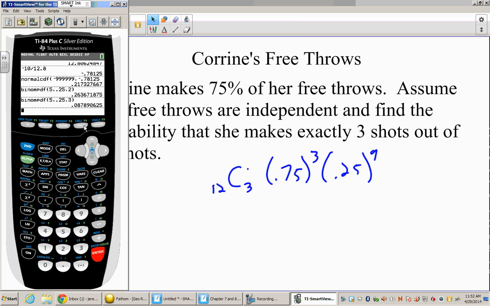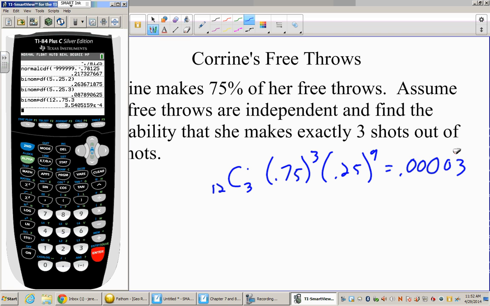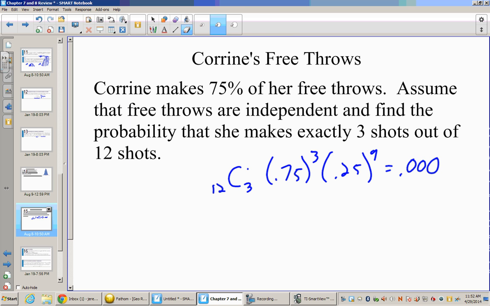What I would do on a test is I would do a binomial PDF, 12, comma, 0.75, comma, 3. And you see the probability that she only makes 3 shots is 0.00003 something. Did I have that right? Oh, I should erase a 0. But it's a really low probability.